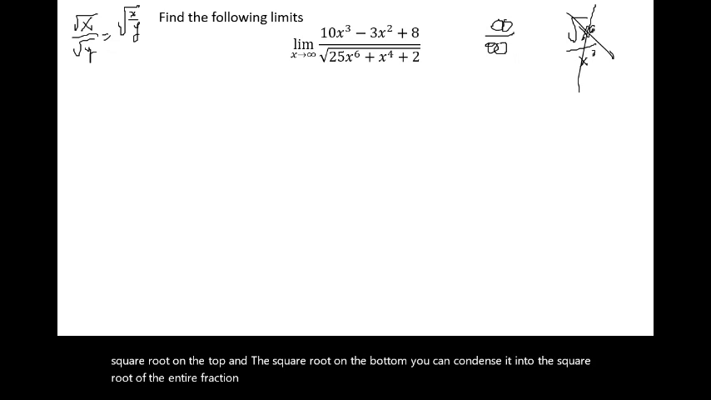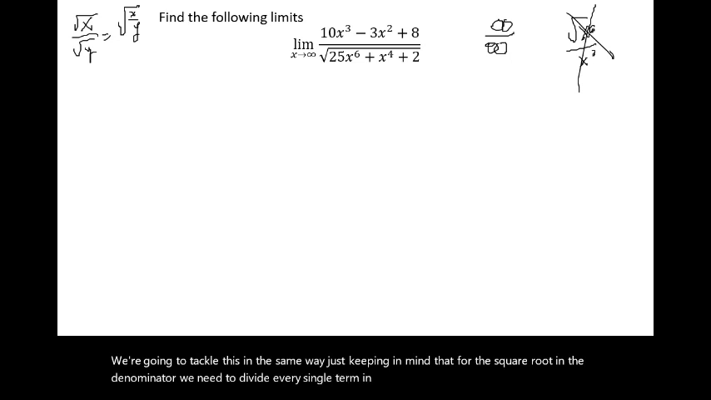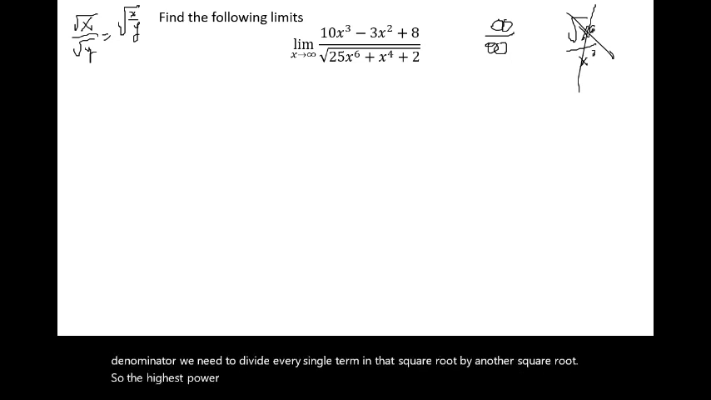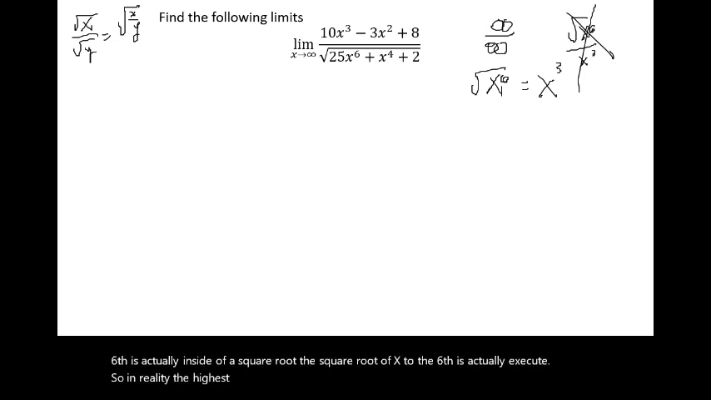So we're going to tackle this in the same way, just keeping in mind that for the square root in the denominator, we need to divide every single term in that square root by another square root. So the highest power that appears here looks at first glance to be x to the sixth. But this x to the sixth is actually inside of a square root. The square root of x to the sixth is actually x cubed. So in reality, the highest power of x here is actually x cubed.